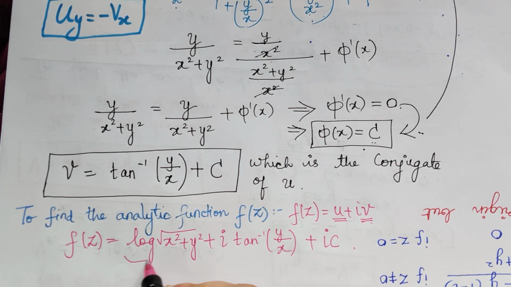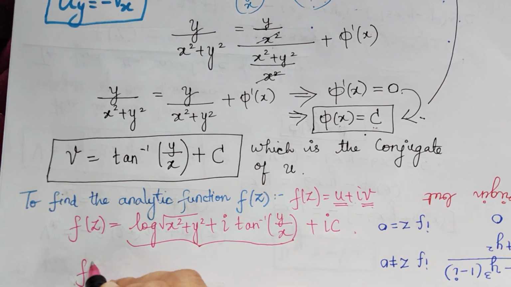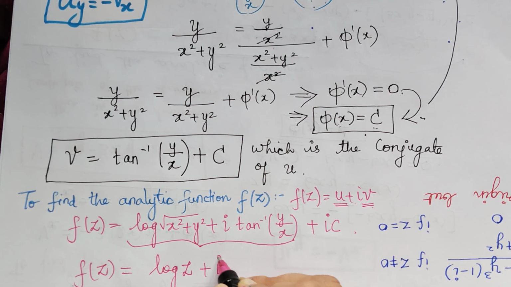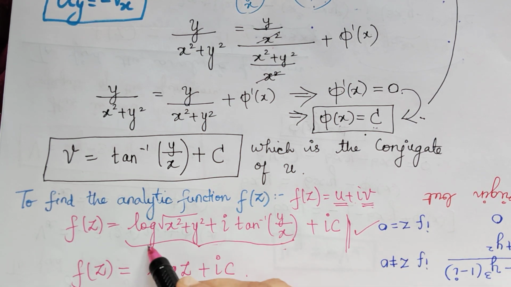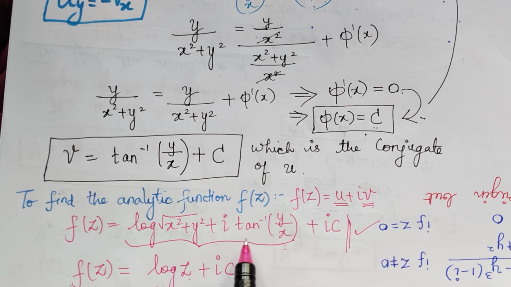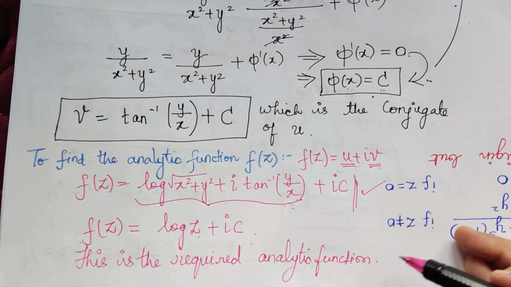Now we know that this is actually log z. Either you can leave the answer as it is, or you can further simplify it as log z plus ic. So both answers are acceptable. You can replace this by log z, since we have already seen that the value of log z is log square root of x square plus y square plus i tan inverse of y by x. In one of the problems we have seen that. So it can be either log z plus ic, or you can have the answer as it is. So therefore this is the required analytic function.